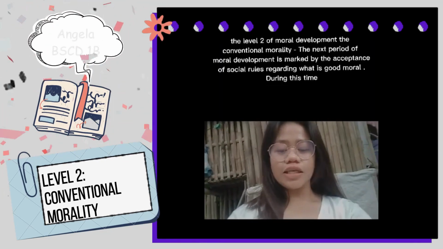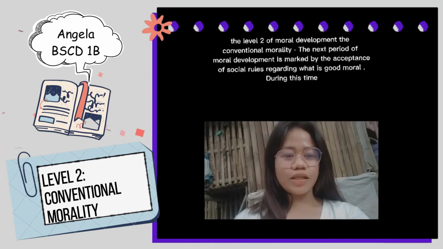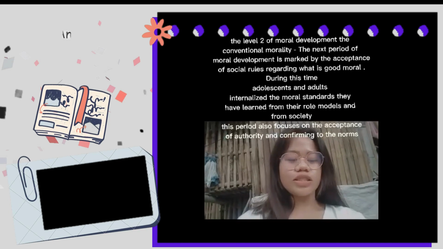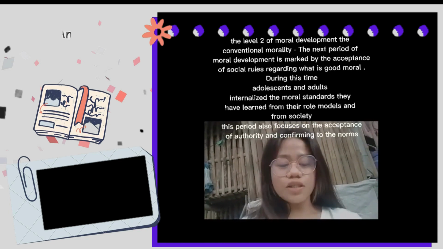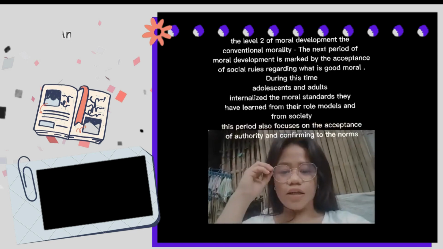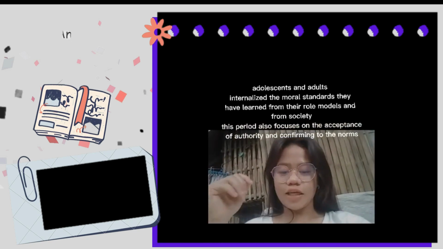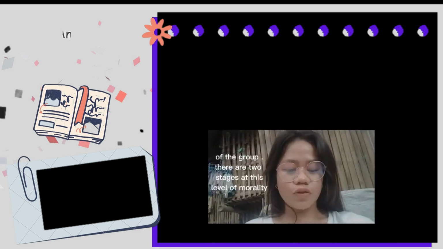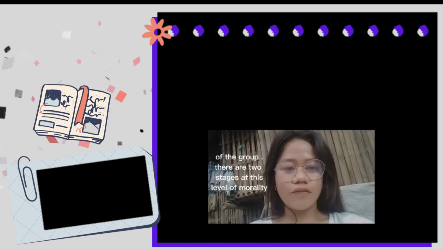Conventional morality. This next period of moral development is marked by the acceptance of social rules regarding what is good and moral. During these times, adolescents and adults internalize the moral standards they have learned from their role models and from society. This period also focuses on the acceptance of authority and conforming to the norms of the group. There are two stages at this level of morality.